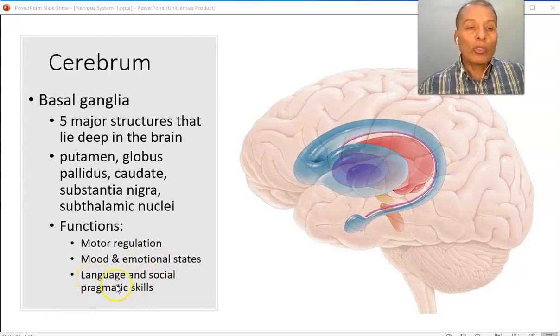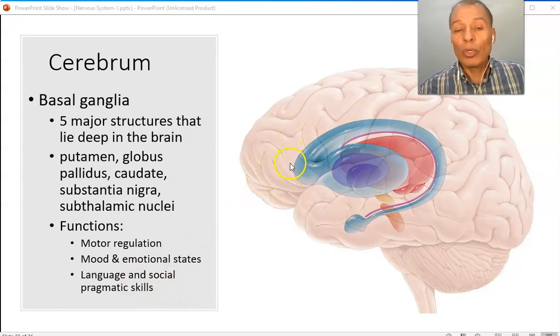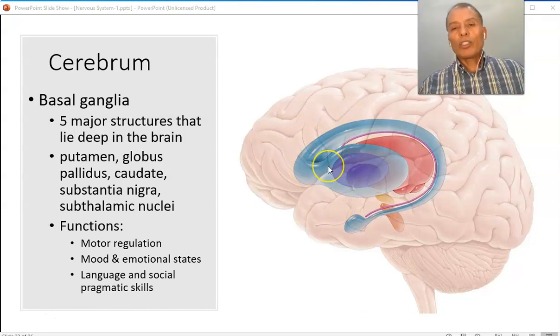Language and social pragmatics, what does that do? It is also for regulation of language functions, especially as they pertain to social interactions, to enable you to have normal social communications with others. So these are the major functions, but they play many other functions.